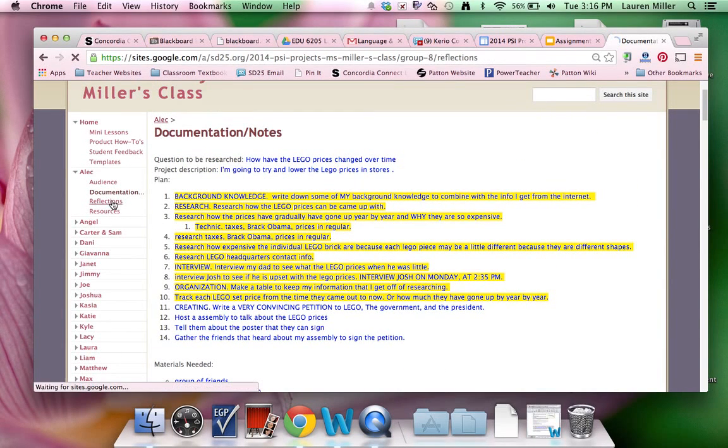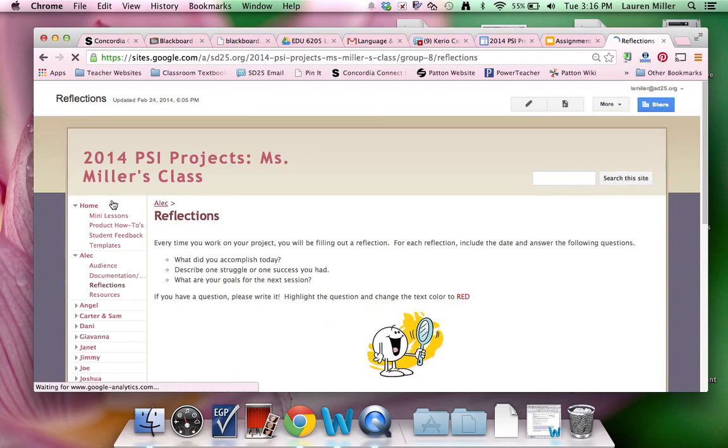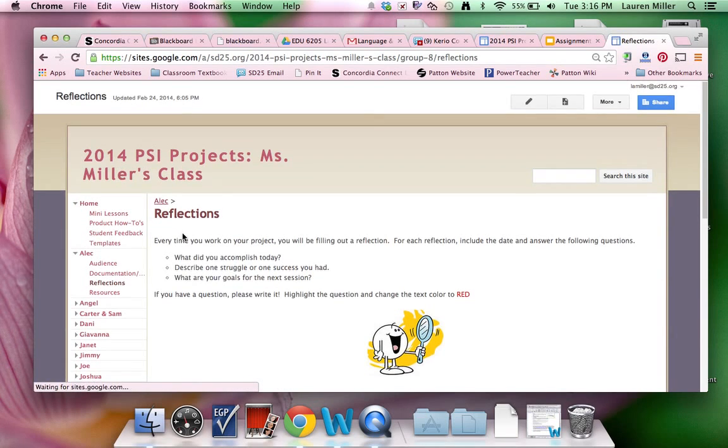The reflections page is something I had students do every single day because I felt that it was important for students to consider what was challenging for them, how they persevered through it, and what their goals are for next session. It also requires students to decide whether or not they were using their time well.